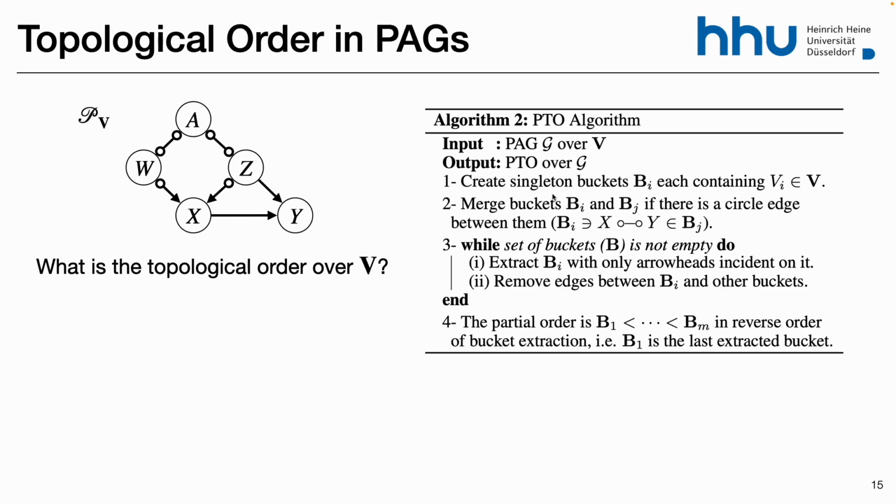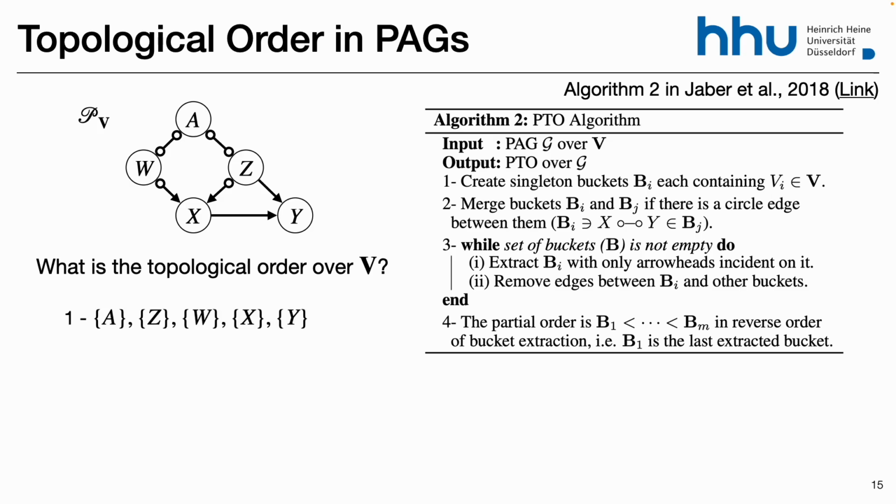First, create singleton buckets containing every variable. So everyone is in a bucket alone. Then we are going to merge buckets if there is a circle edge between them. In the case here, we have A, W, and Z connected, and the others we don't have it. So we form the buckets. Then, while the set of buckets B is not empty, extract Bi with only arrowheads incident on it, and remove edges between Bi and other buckets.